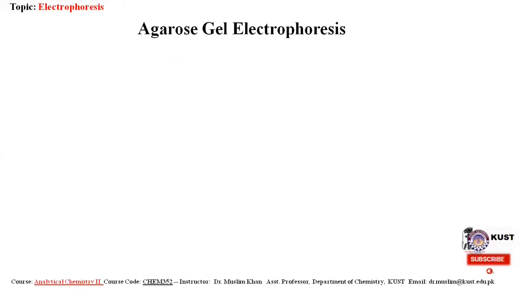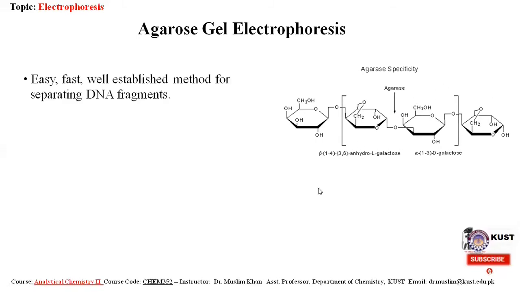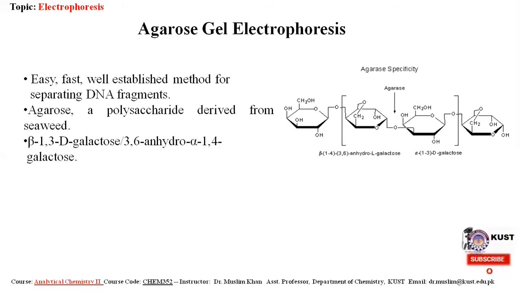So the first one is agarose gel electrophoresis. This is the structure of agarose, you can see it here. This technique is easy, very fast, and a well-established method for separating DNA fragments. Agarose is a polysaccharide derived from seaweed, made of beta 1,3 D-galactose and 3,6-anhydro alpha 1,4 galactose.